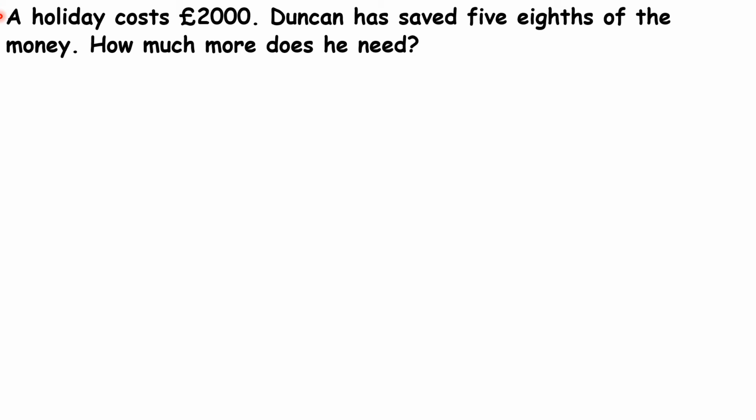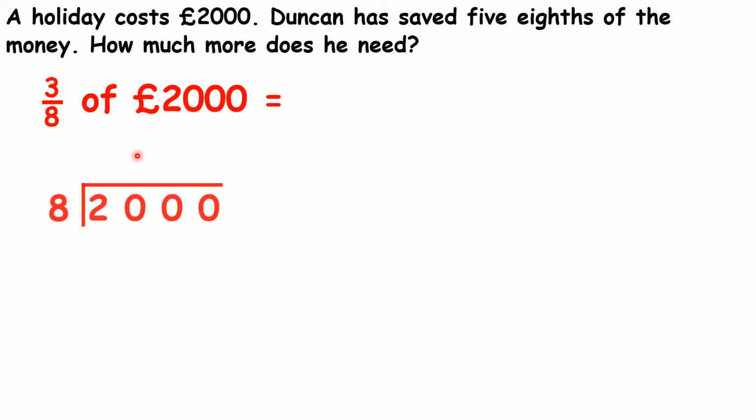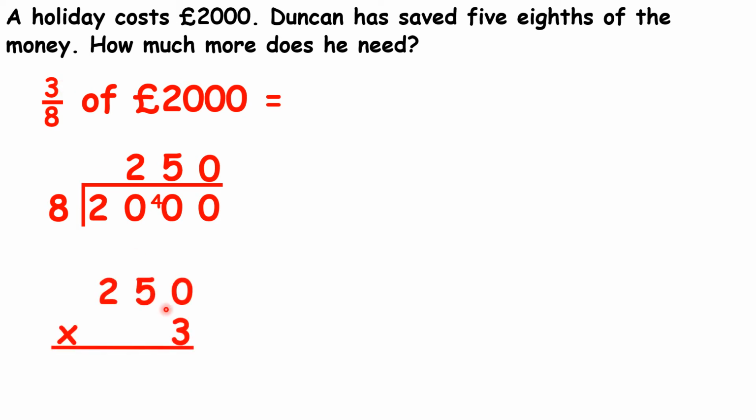A holiday costs £2,000. Duncan has saved 5/8 of the money. How much more does he need? If he has already saved 5/8, he needs to save another 3/8. So 2,000 divided by 8 is 250. Then 250 times 3 is 750. So Duncan needs to save another £750.